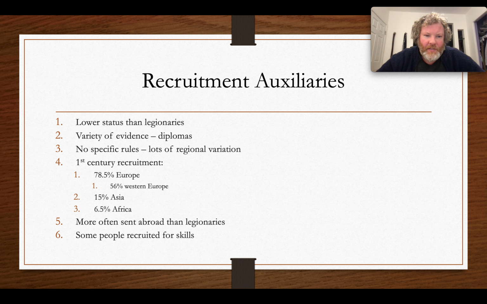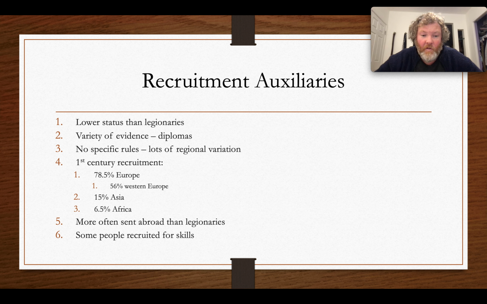Now, as far as the auxiliaries go, they are, for the most part, slightly lower status than legionaries, for a variety of reasons: they're paid slightly less, etc. Their evidence comes from inscriptions too, but many of these come from diplomas, which I talked about in terms of sources. These are sort of like little passports which provide us with a fantastic wealth of information. Now, there aren't specific rules, and there is, in fact, a lot of regional variation. In the 1st century, recruitment looked a bit like this, as far as we know.